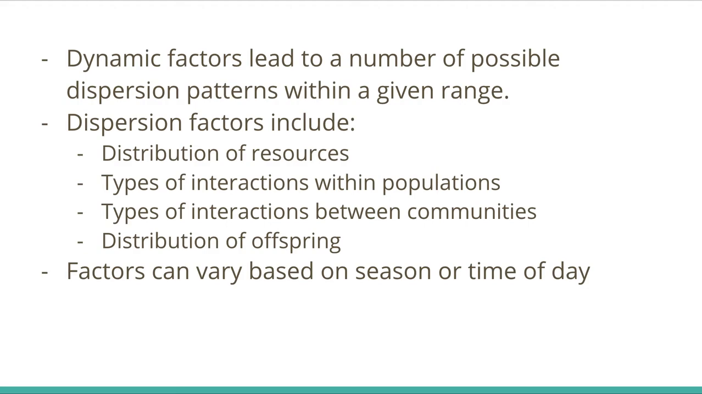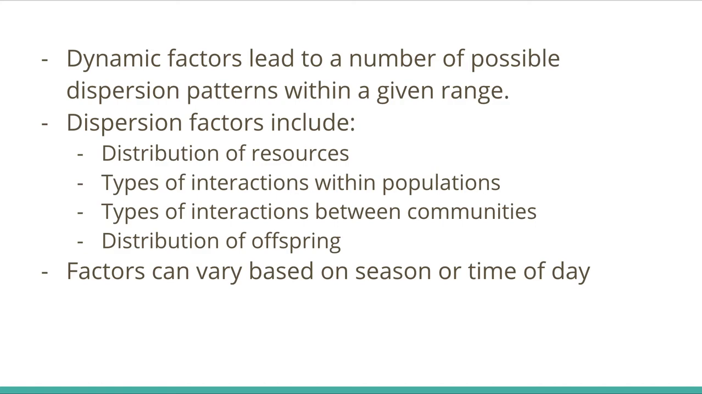The factors that control range also cause a number of different dispersion patterns throughout that range. And those factors could be things like distribution of resources, food, water, shelter, types of interactions between different populations, like we saw with the grizzly bear, types of interactions within populations as well. How much competition is there for food and for mates, for breeding spaces, as well as the distribution of offspring and reproductive strategy. And these factors are also variable. They can change with the seasons.